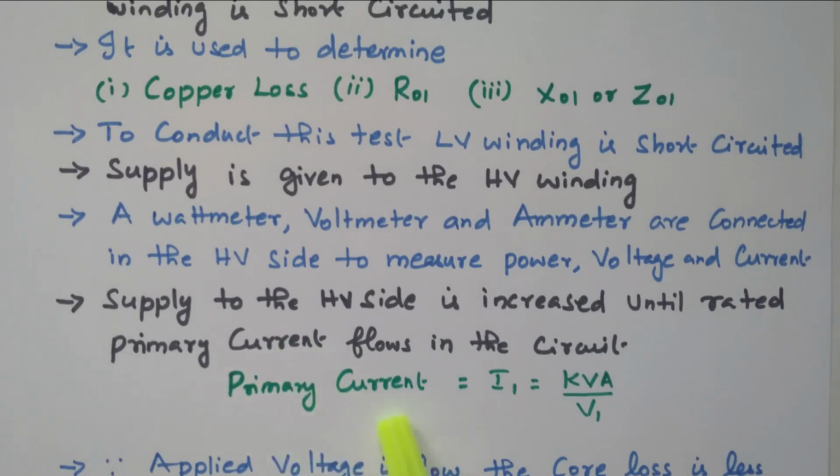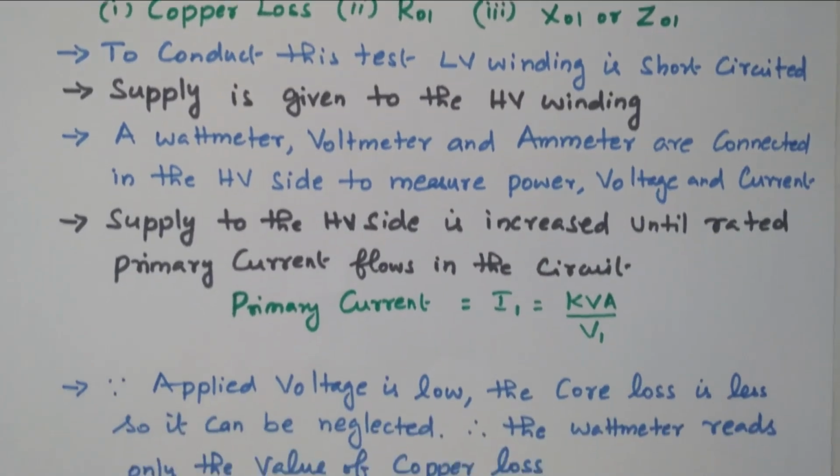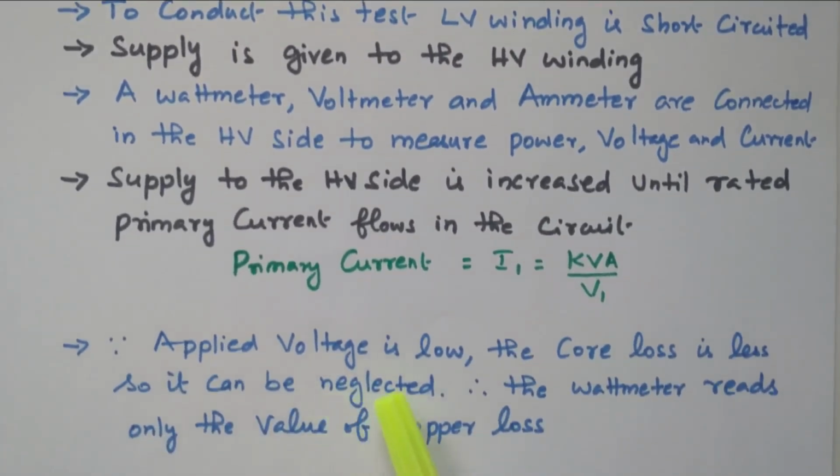How will you find the primary current? I1 equals the kVA rating of the transformer divided by V1, the voltage of the primary winding. So kVA divided by V1, we can get the rated primary current. By varying the variac, we need to apply the rated primary current. Now the applied voltage is low, so the core loss is less, and that can be neglected. At the same time, the current is more, so the copper loss will be more. So the wattmeter reads only the value of the copper loss. The iron loss is neglected.